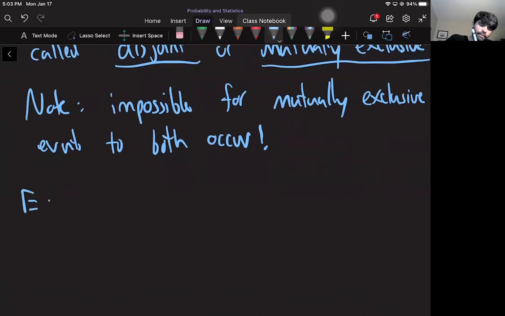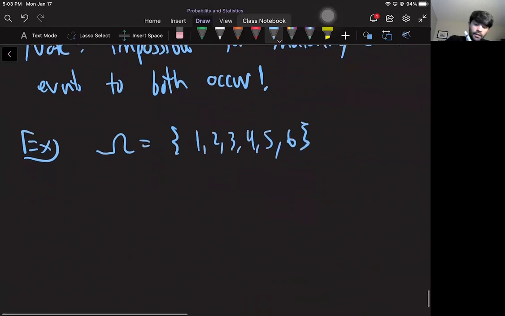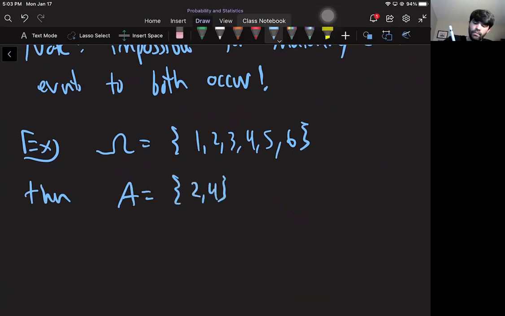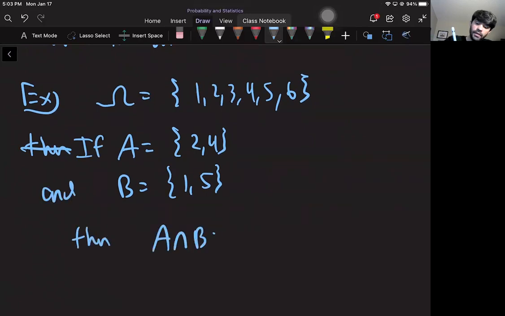Okay. So let's see an example of this, something like this. A dice roll for our sample space. And here's two sets that are going to be disjoint. A is that, B is this. So if A is this and B is this, then their intersection is completely empty of anything because they have nothing in common. So they are disjoint.